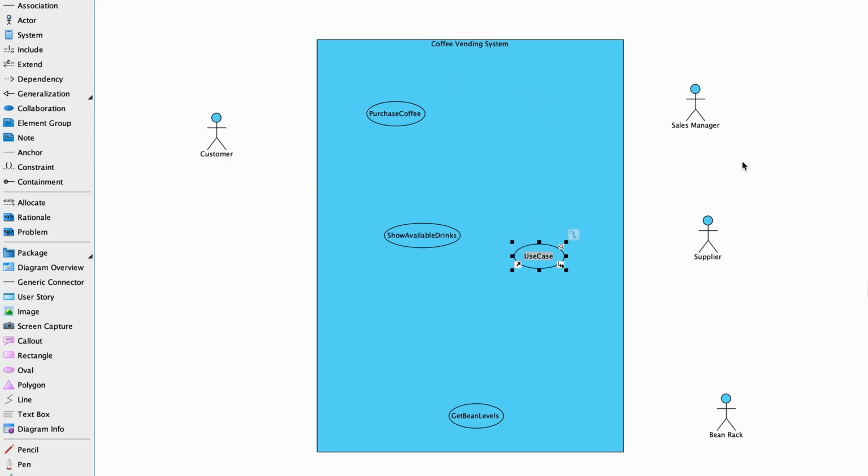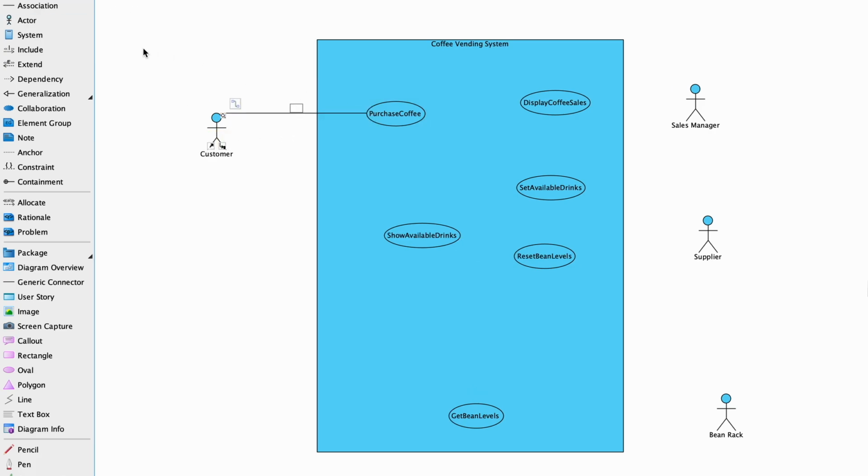Use cases are always represented by an ellipse with the verb or verb phrase inside. And the use case will be triggered by the actor, typically the primary actor, but also secondary actors. We'll now draw association lines between our actors and our use cases.